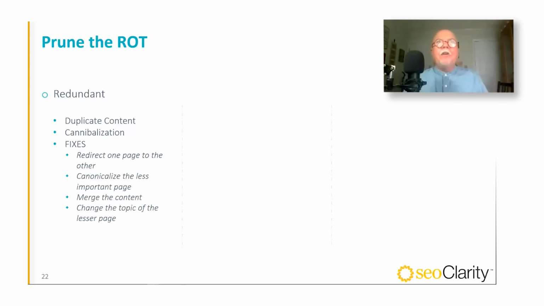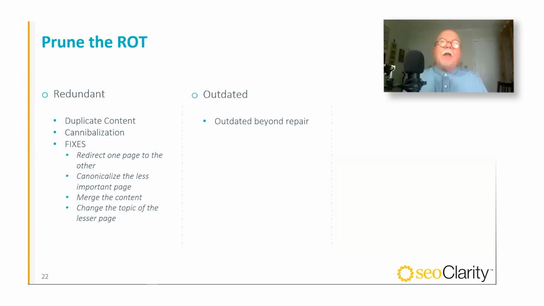So for the fix here, you can do some research and learn about these techniques if you don't know them. The first two are a little technical, but there are ways to redirect one page to the other, so that if somebody goes to that page, they actually end up on the page that you prefer. You can use canonicalization to tell the search engine which page is the important page for that keyword or topic. You can merge the content, just bring it together. If there are good elements from both, make one page that merges the best of each, or redo the lesser page. Change it, make it significantly different so that it will rank for a different keyword.